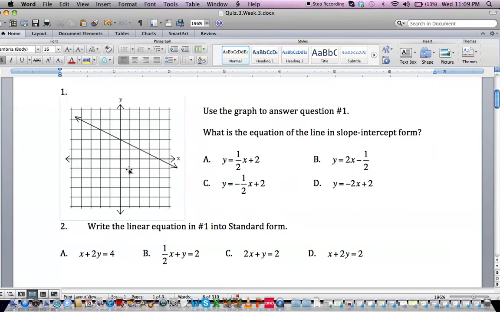Okay, so there are 3 points of intersection that I would start with, at least those 3. Find my y-intercept, and then I would draw my slope triangles and find the slope, and then look and see which formula fits that for that line. And number 2 goes with it. You're going to write the linear equation in number 1 into standard form. So whichever equation that you pick here, you're going to change that into standard form. Okay? And these are things that we've done in class all week. So number 1 and number 2 are linked together.